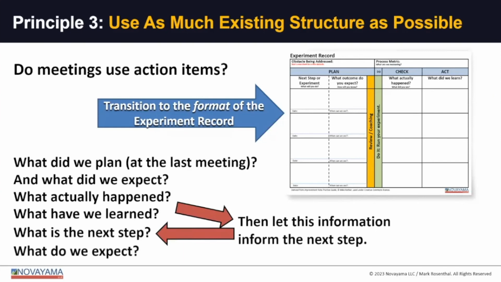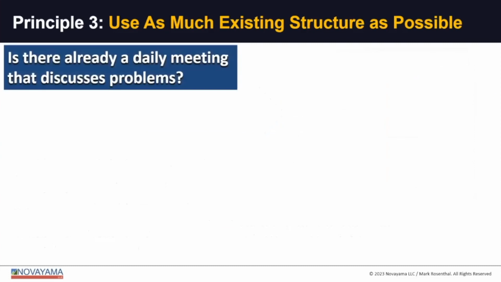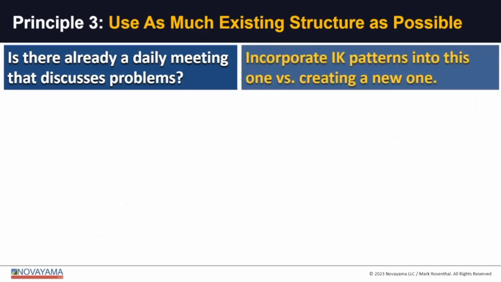So now we have to put a couple of rules into place. No action item goes for 3 weeks. The action item goes to what are we going to talk about on next Wednesday? And we can start to bring the mindset into an existing conversation by taking existing structure and just nudging it in the direction we want it to go. Other examples. Is there already a daily meeting where you discuss problems? Great. Incorporate the improvement kata patterns into that versus creating a new meeting.